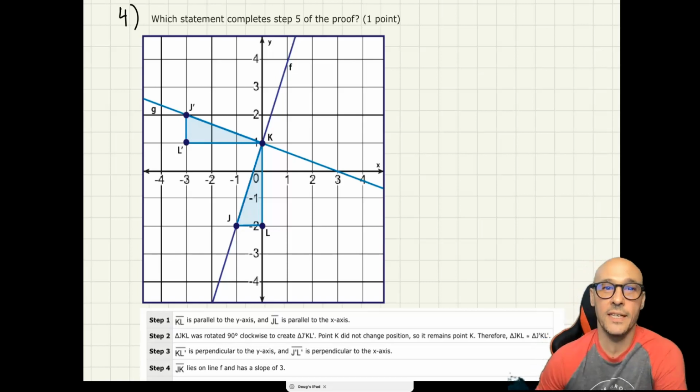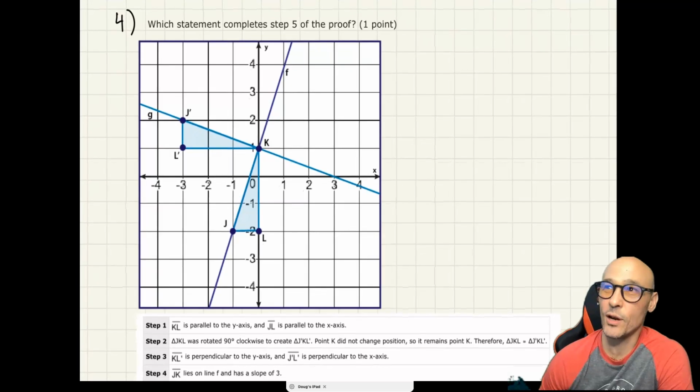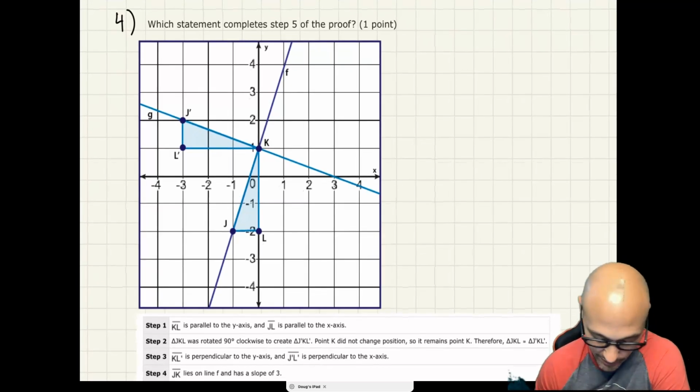Okay, I believe this is attempt 4, looking at making this recording, going over some of these problems. So let's see if I can get it this time.